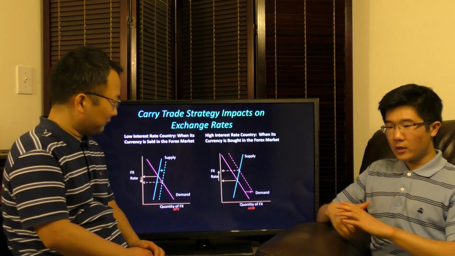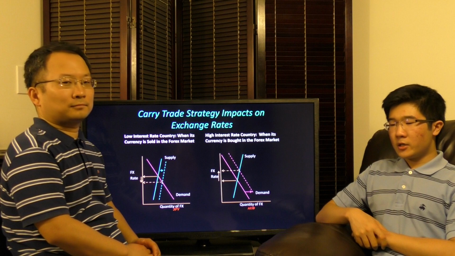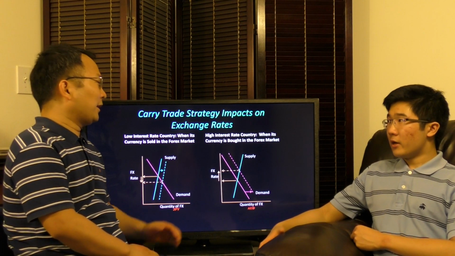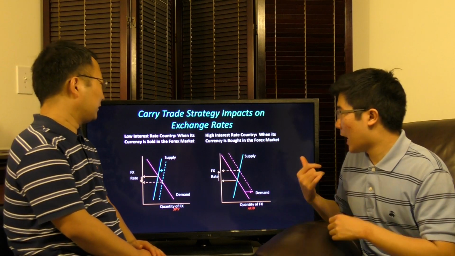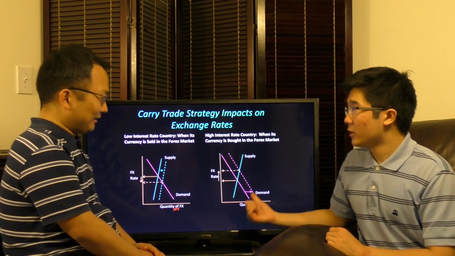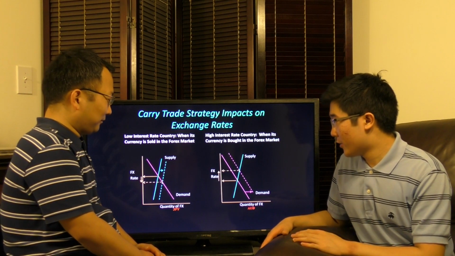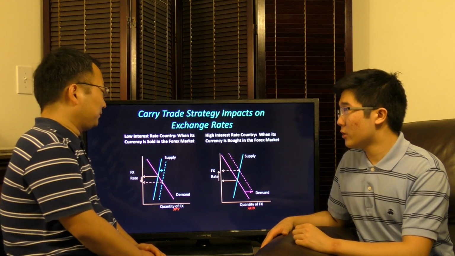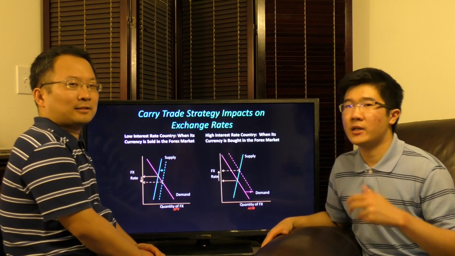A second way that exchange rates can be changed is investment strategy based on the interest rate difference. So let's say you have a low interest rate country and a high interest rate country, like Japan and Australia. Japan is obviously known for its low interest rates, so investors holding Japanese yen want to loan their currency in a country where they can get a high return back, meaning a high interest rate.